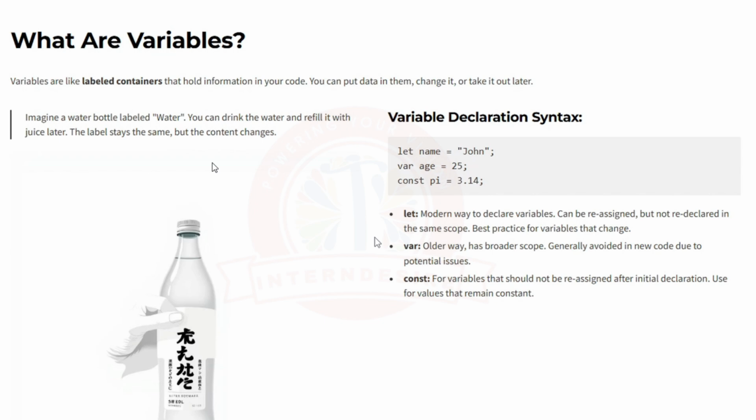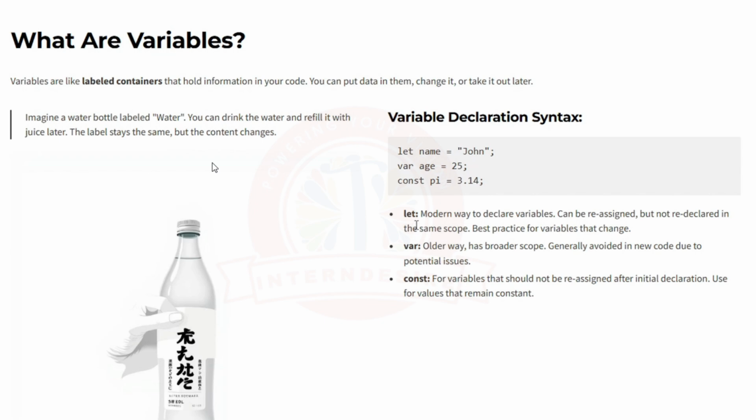Var is the old one and it has broader scope, generally avoided in new code due to potential issues. Var has function scope, can be reassigned, and is hoisted, whereas let has block scope and can be reassigned but is not hoisted, and const has block scope but cannot be reassigned.